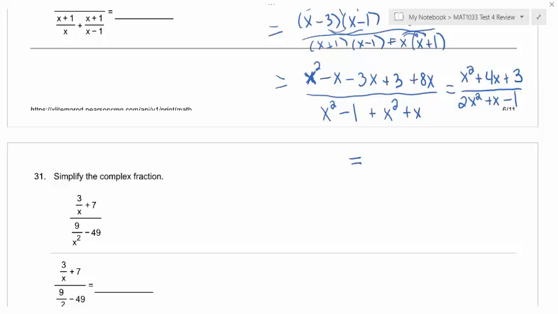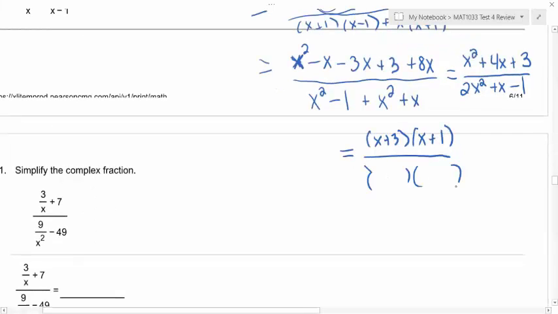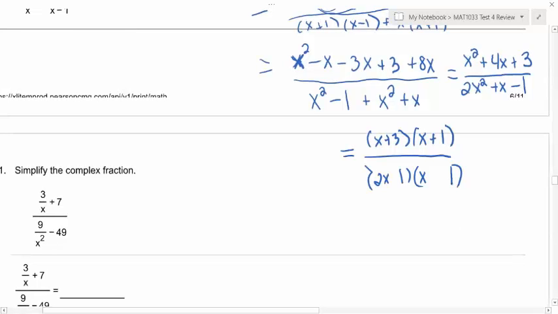Okay, so you would do the FOIL thing. So what are two numbers that multiply to 3 and add up to 4? 3 and 1. Good. And then for the denominator, I'm guessing you're going to want to do trial and error. So we're going to have a 2x and an x, and then we have to have 1s. So the only thing you really have to experiment with is the signs. There's not really a lot of options, which is good.